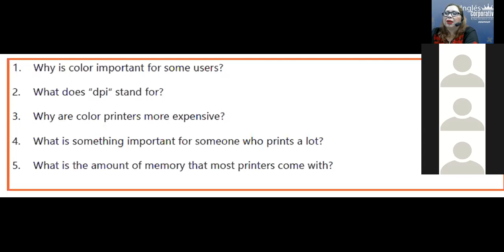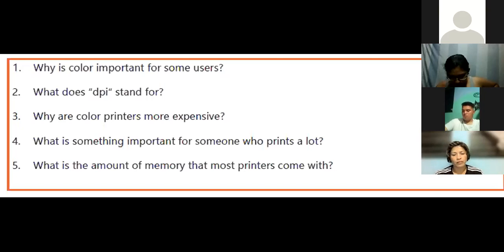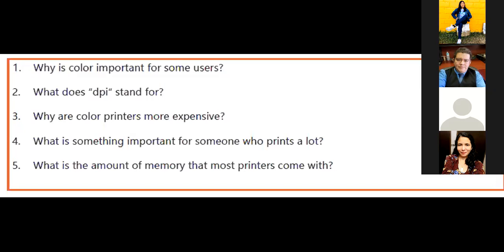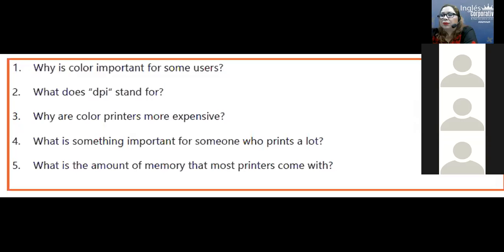Okay, here you have the question. So can you talk to me or to your classmates about number one? Teacher, I can answer, but we have to answer about the story, the reading, right? According to the reading, yes. Okay, according to the reading.